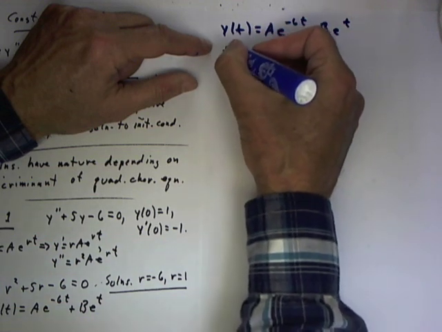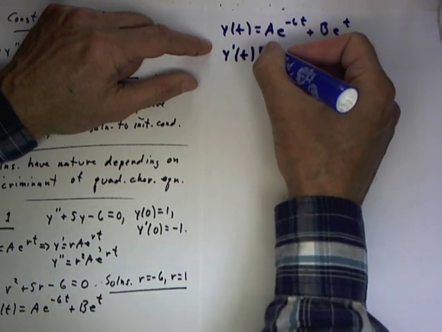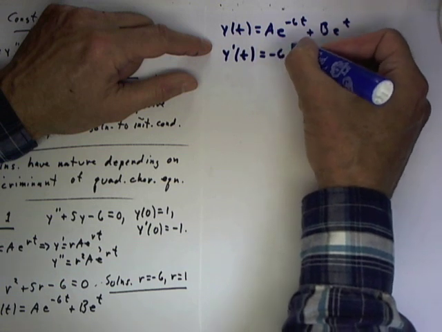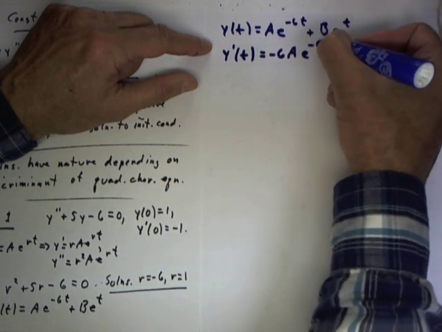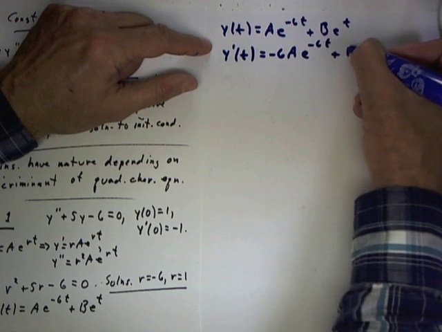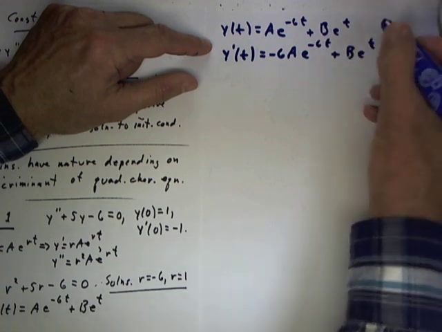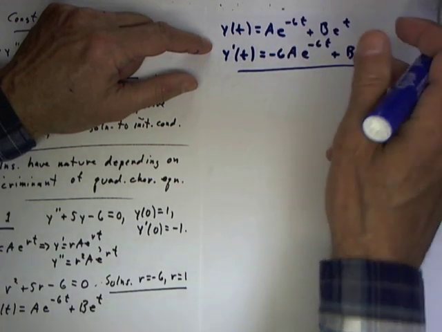Now, y prime of t in this case is going to be what? Negative 6a e to the negative 6t plus b e to the t. And assume you can take these derivatives.